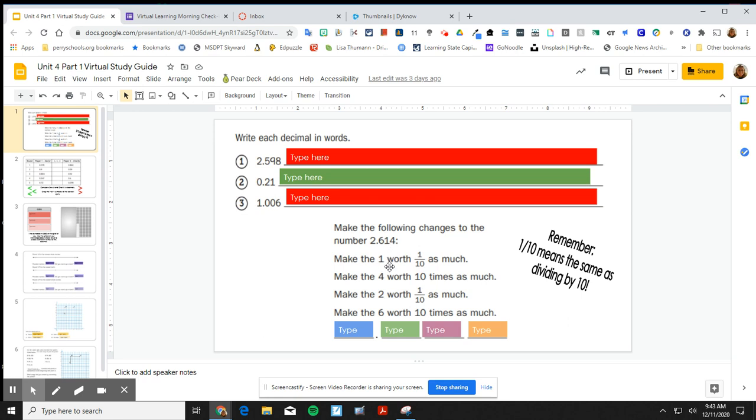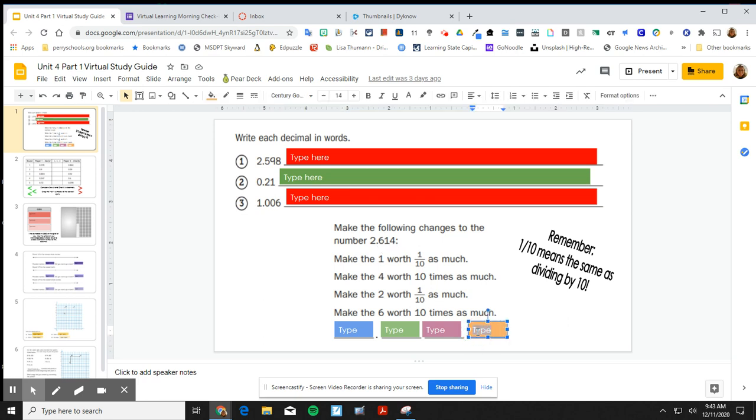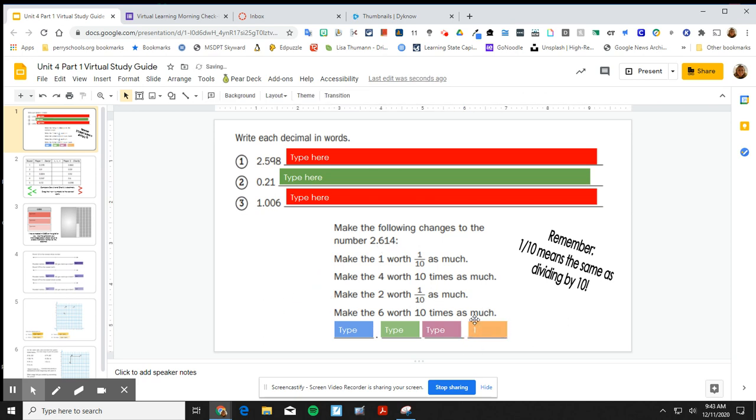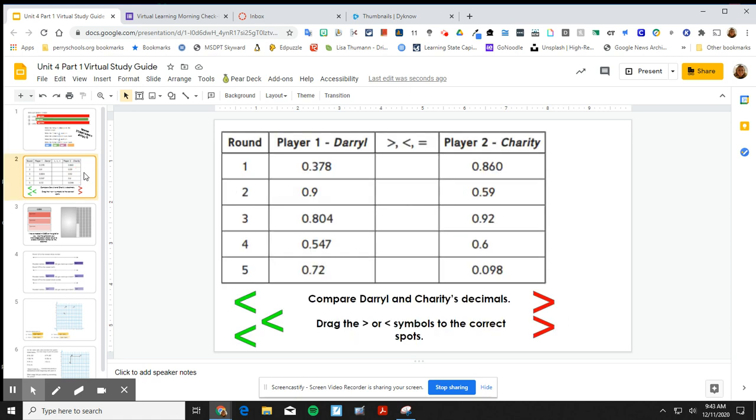So for example, the first one here we'll do together: make the 1 worth 1/10 as much. I see the 1 is in the hundredths place. I want it 1/10 as much. So my 1 is actually going to move to the thousandth place. You can fill in the rest. And then, like I said, your teachers will go over this in your Google Meet.